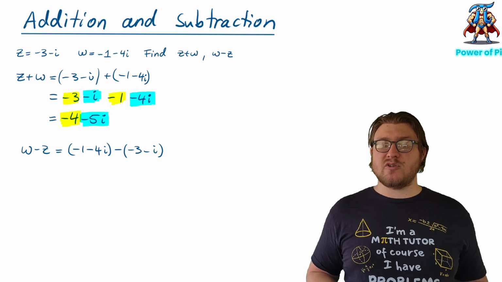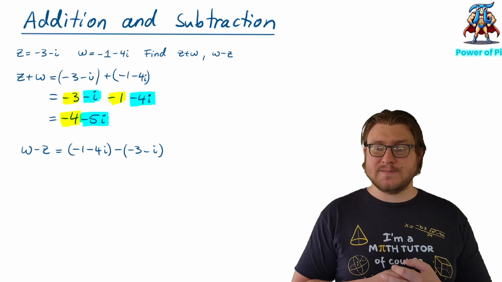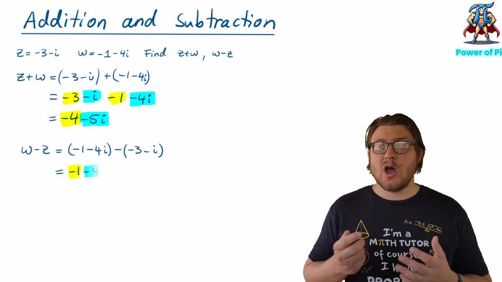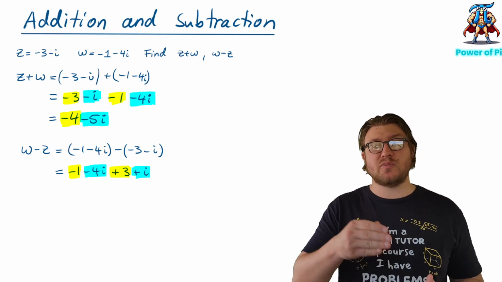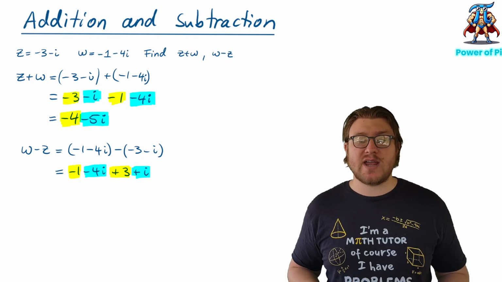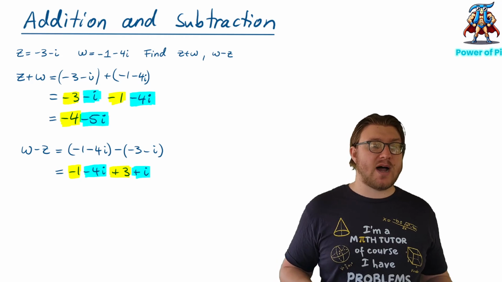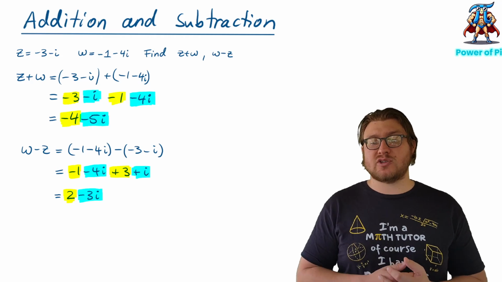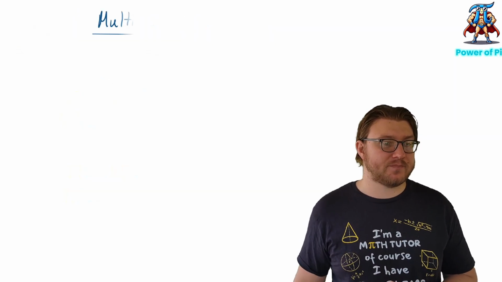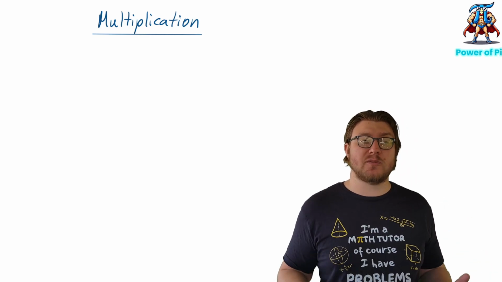What about w minus z? Give this one a try and see if you get the answer. Hopefully you remember to expand the brackets here, distributing the negative. So then you get minus 1 plus 3 for the real part, and you get minus 4i plus i for the imaginaries. So we're going to get 2 minus 3i. Awesome, that was easy. So we can immediately move on to multiplication.